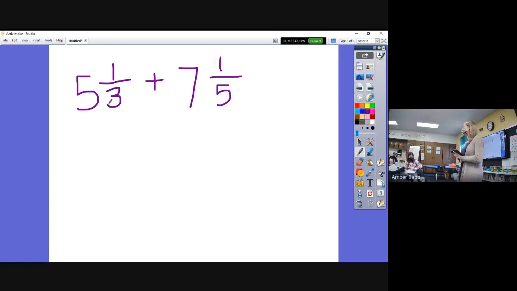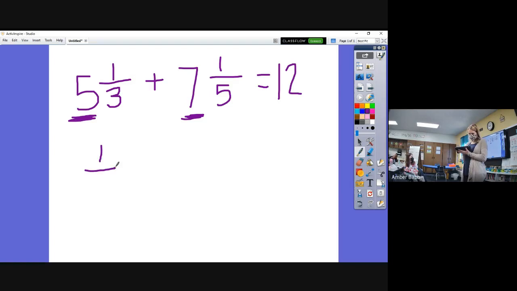Okay, so as you can see, today we're still adding fractions, except that they're mixed number fractions. Let's talk about how that's going to look. I could do this 2 different ways. Let's start with the easier way. I can just add the whole numbers, the 5 and the 7. What is 5 plus 7? 12. So I'm going to have 12 whole things. Now I've got to add the fractions.